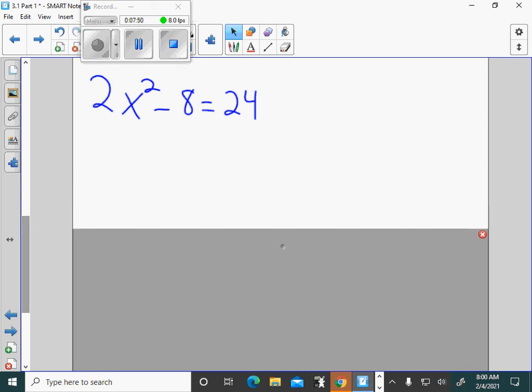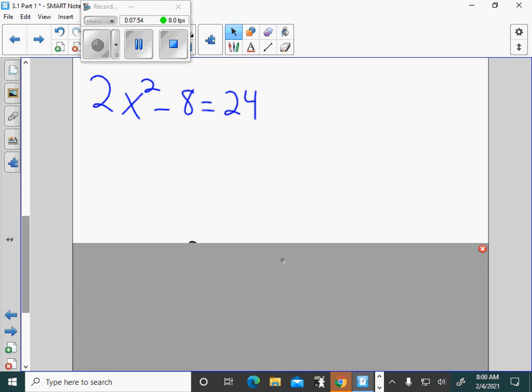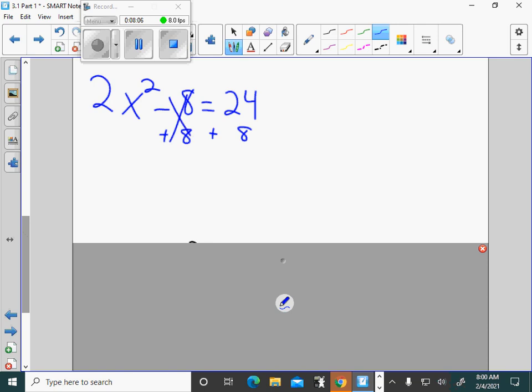And what if we have something like this? Remember, we want to get whatever x is attached to alone first. So let's get rid of that 8. Let's add 8. These 8's cancel. We're left with 2x squared is equal to 32.